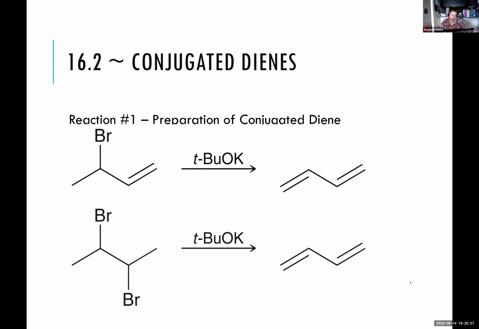So let's talk about how to make these. We have one reaction on here, but really two different ways to do it. So our starting material in our first reaction is an allylic halide. So let's do a little refresher on a couple terms here. When we have a double bond, the two carbons that are in the double bond are called vinylic carbons. That can also be referred to as a vinyl group.